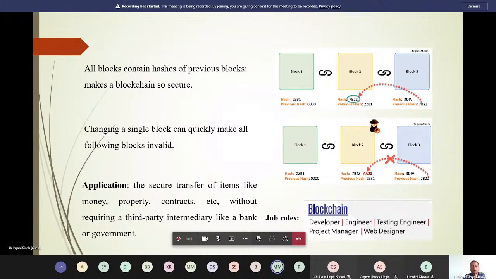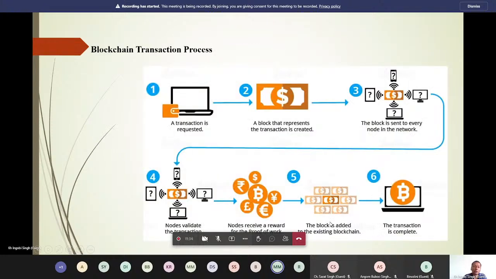Some applications of blockchain include secure transfer of items like money, property, contracts, etc., as I just mentioned. And the job roles for blockchain are given here. And finally, I am showing here the blockchain transaction process.